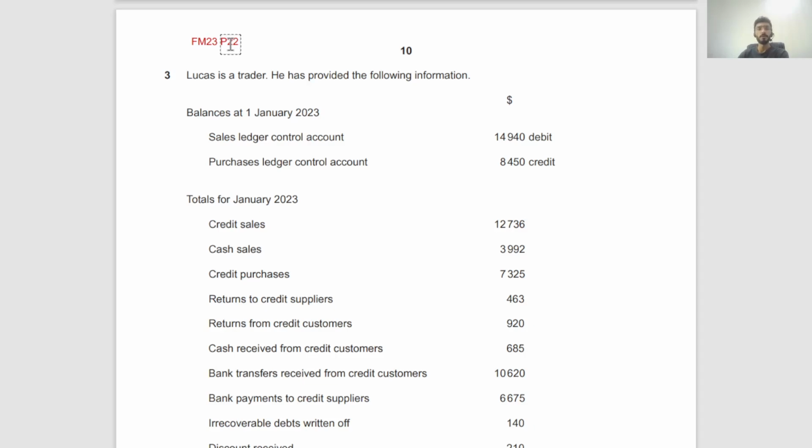Okay. Lucas is a trader. He has provided the following information. Balances at 1st January 2023. There are some opening balances on SLCA, Sales Ledger Control Account, and PLCA, Purchase Ledger Control Account. The way I look at them is this is our trade receivables, and that's your trade payables. If you look at it this way, it's going to make it much easier to deal with.